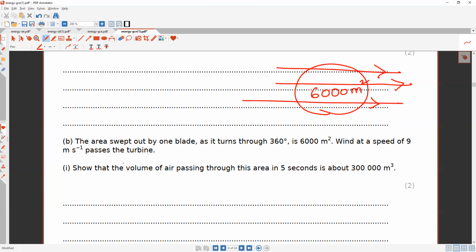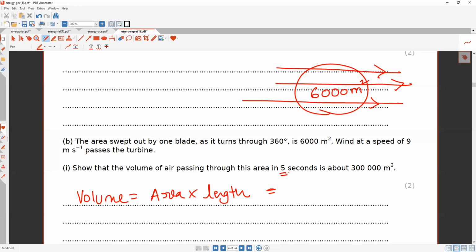You know volume is area into length. All of you know this, right? Area into length, pi r square h. Remember, cross sectional area into height. Same thing. Area into length is volume. Now, how much is it going? 9 meters every second. So in 5 seconds, how much will it go? 45 meters.